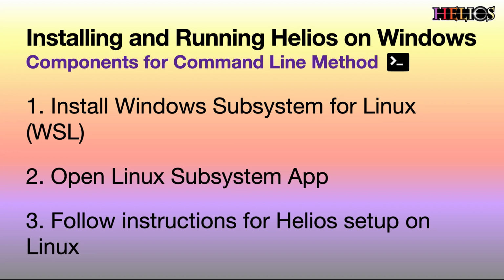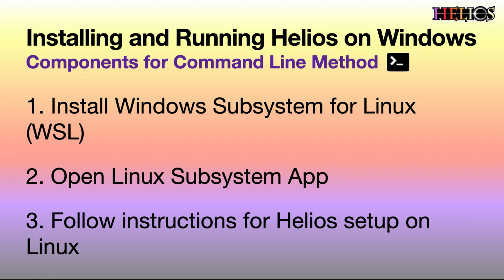Okay, the very last approach that we're going to talk about for running Helios on Windows is using the command line in combination with a text editor of your choice. And the easiest way that I found for doing this is to install Windows Subsystem for Linux. You can use other Linux environments within Windows, but I found that they are much more difficult to set up. This is really the easiest way to do it.